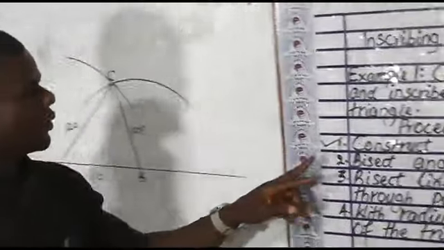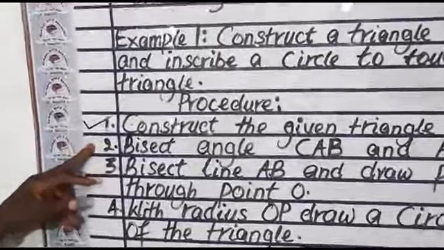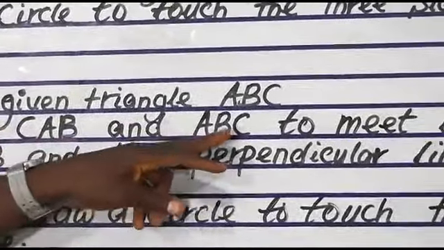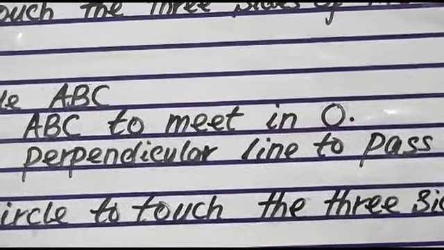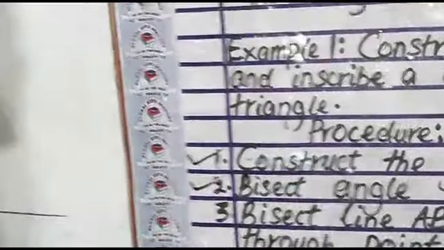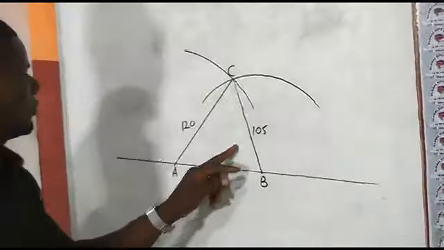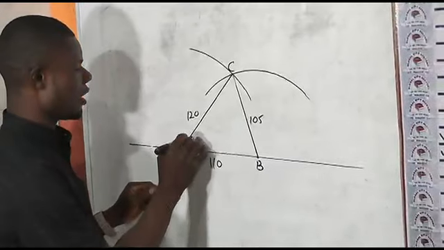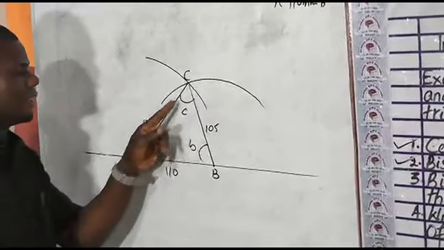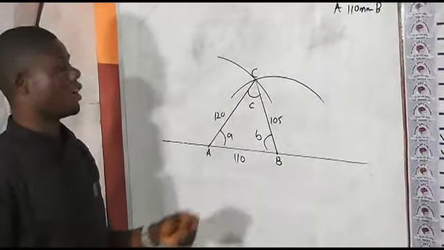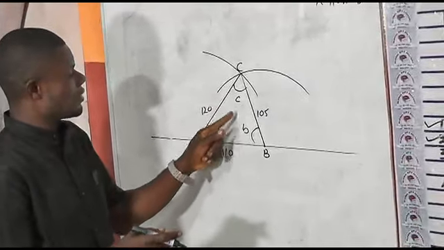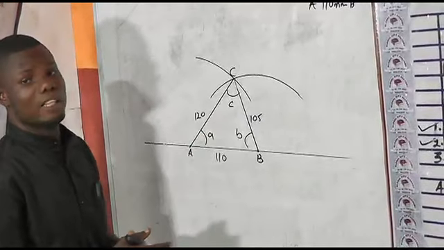Right? So the second procedure is what we are going to do now: bisect angle CAB and ABC to meet in O. Okay? So at this point now, you can choose to bisect any of the two angles. Remember, we have three interior angles here. This is A, this is B, this is C. These are the three interior angles. And remember, the sum of these interior angles must give you 180 degrees. So you can choose to bisect any two of these given interior angles.